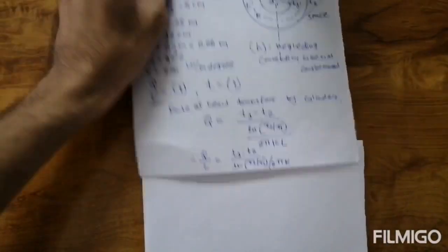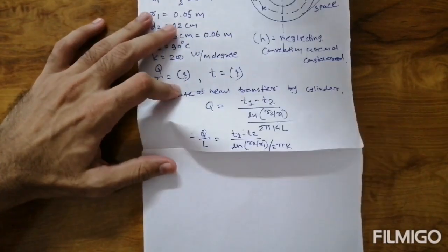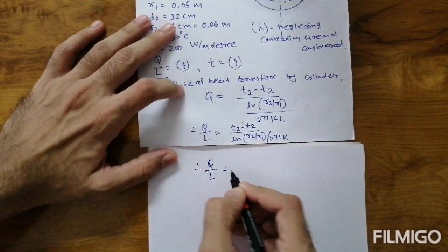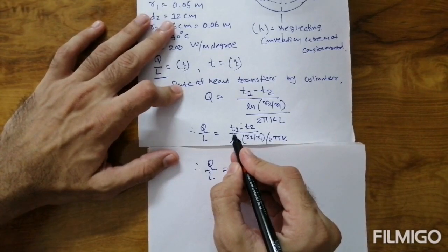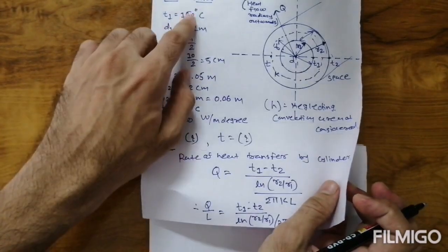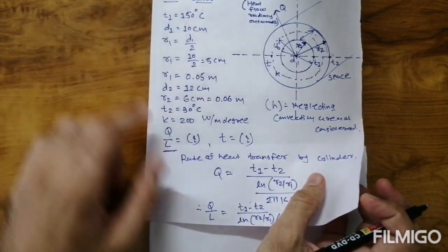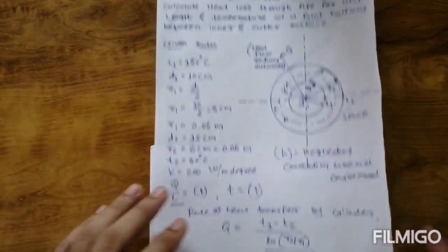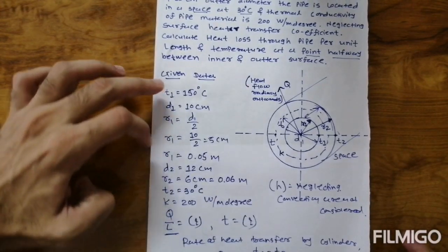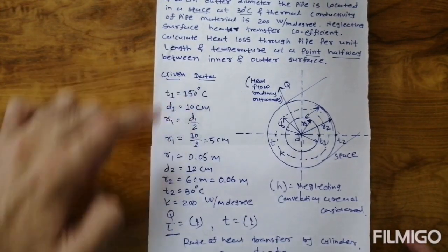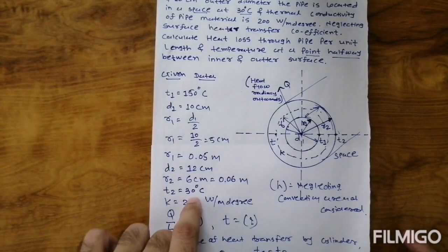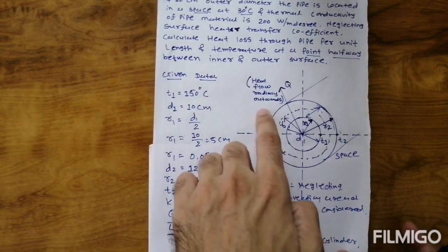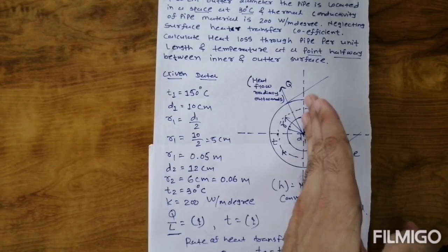Now which value is given first? Our target is to determine Q by L. So Q by L is equal to, what is our T1? T1 is already given as 150. What is our T2? T2 is given as 30 degrees Celsius. From these temperatures we can say that the inside temperature is 150 and the outside temperature is 30 degrees Celsius, so heat flows radially outward. It means heat flows from inside to outside.